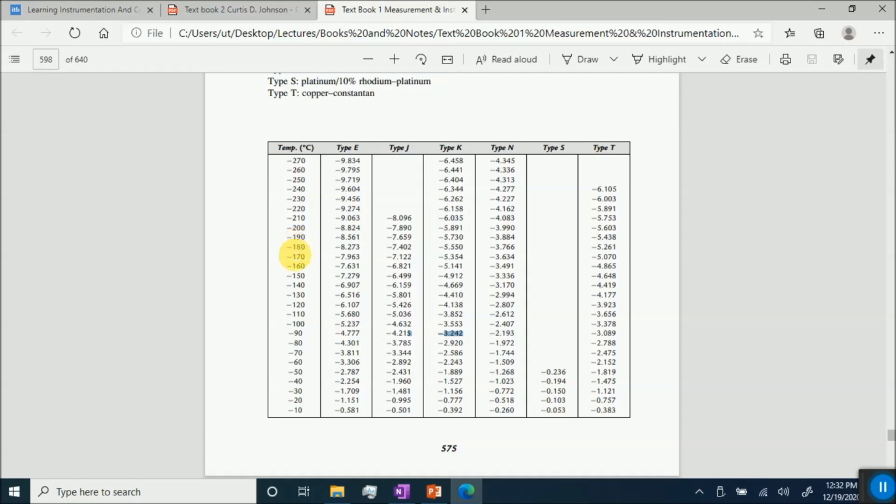So what if your temperature is negative 145 degrees Celsius? There is no value of voltage given for negative 145 degrees Celsius, or maybe minus 147 degrees Celsius for that matter. What you will do is find the two values of temperature between which your desired value lies, and you find the slope. Then using that slope you can find the value of produced EMF for the actual value of temperature that you are interested in, and that method is called interpolation.